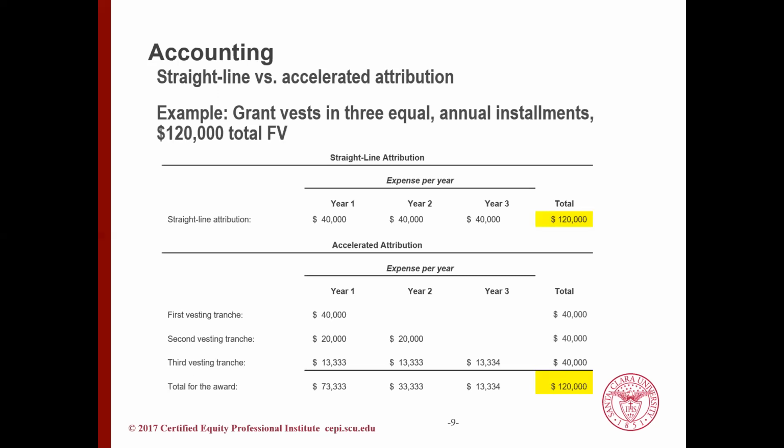Under the accelerated method, the expense associated with each tranche is recorded on a straight line basis over the service period for that specific tranche, and the expense is recorded for all tranches simultaneously, starting from the date of grant. This causes more expense to be recorded earlier in the service period, in effect front-loading or accelerating the expense accrual. So why would a company ever want to front-load or accelerate the expensing? Well, the next slide gives a couple examples of where expense acceleration is required.